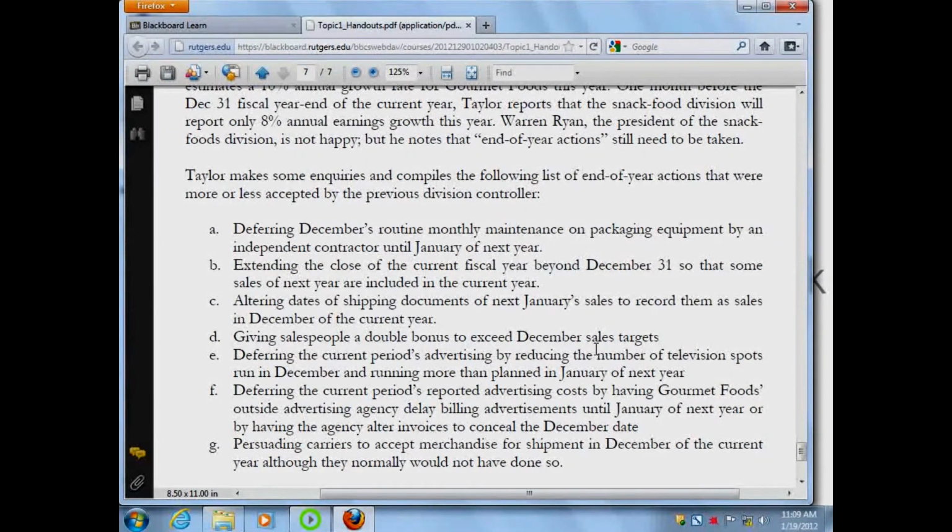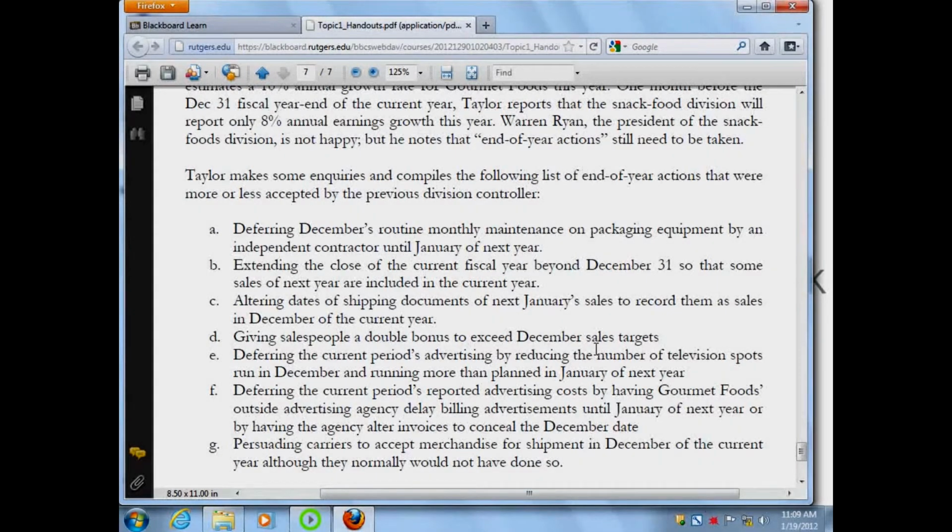Okay, F is deferring the current period's reported advertising costs by having Gourmet Foods' outside advertising agency delay billing advertisements until January of next year, or by having the agency alter invoices to conceal the December end date.